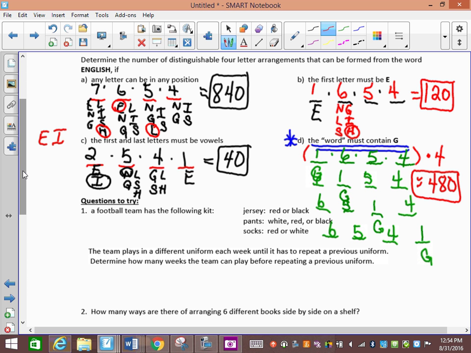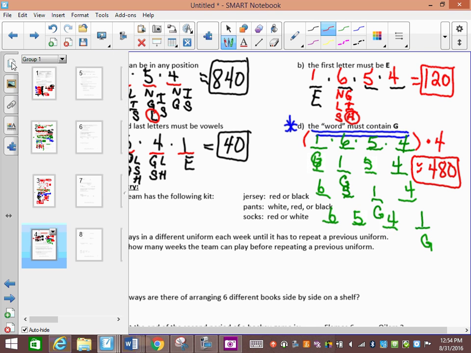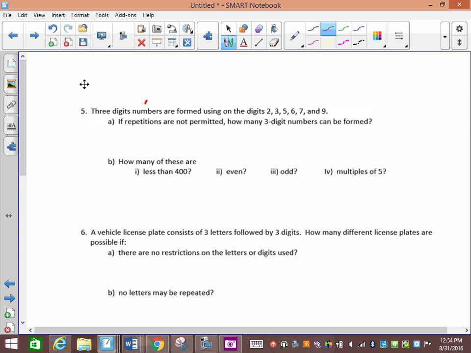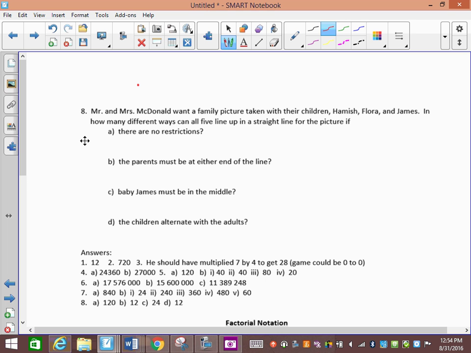So here are the questions to try, because I just went through a whole bunch of types with you. I want you to try them. If you look at the next page, actually, the page after that, it has the answers. So when you're working on them, you're going to do 1 to 8. You're going to check your answers. If you don't get it right, you can ask me and I can help you. Okay? So you're going to have the next few minutes to work on that. Not a ton of time, so get working.